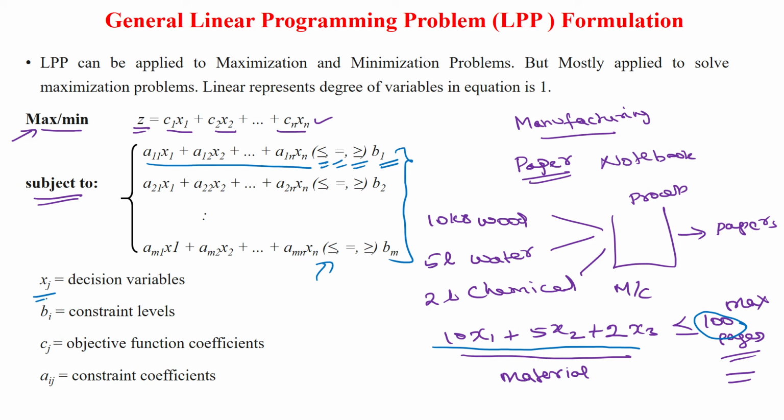Here x is the decision variable, b is the constraint level, c is the coefficient of the maximization function, and a is the coefficient of the constraints. This is the generalized form of linear programming. Based upon that, we can use the simplex method, which solves the linear programming problem, to maximize our profits or benefits and minimize the loss.